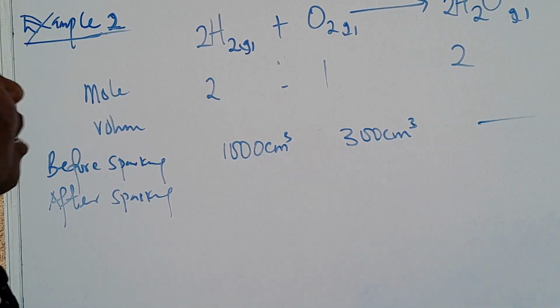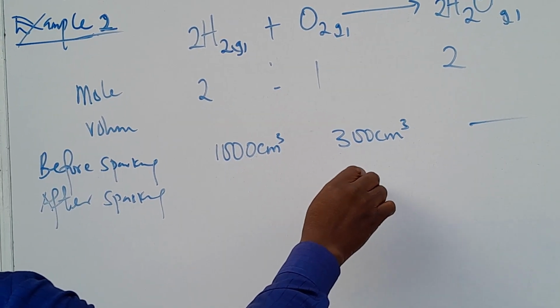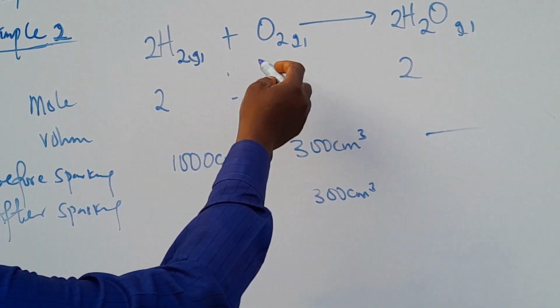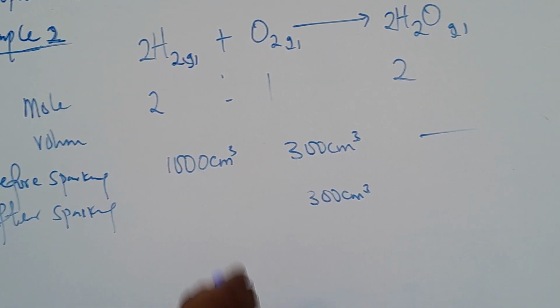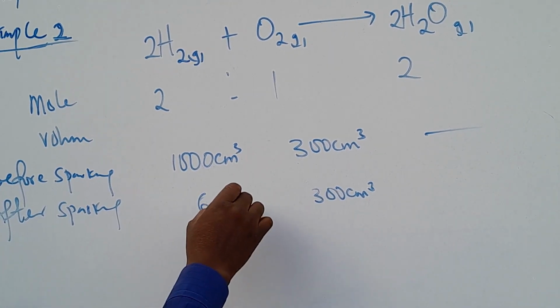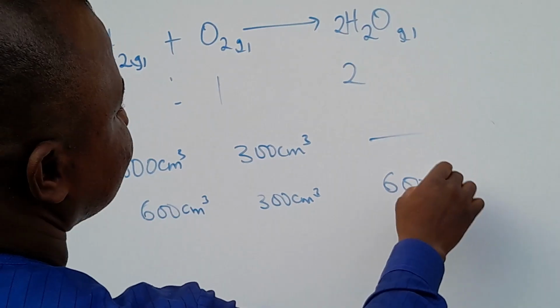After sparking now, according to this reaction, what are we going to have? 300 of this one will react. What I mean by react, we require it to burn, to spark with this particular hydrogen. So we are going to have 600. I'm going to have 600.